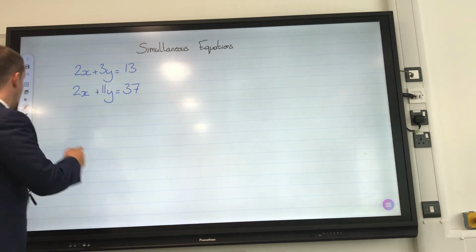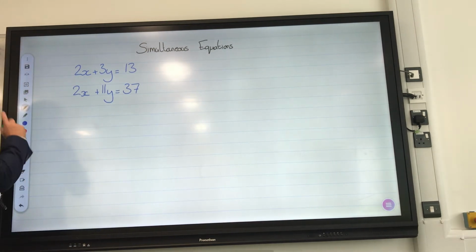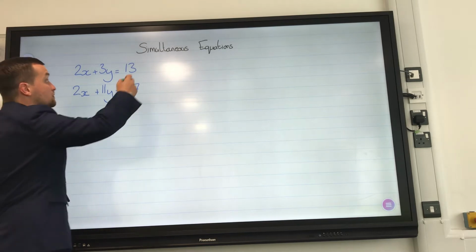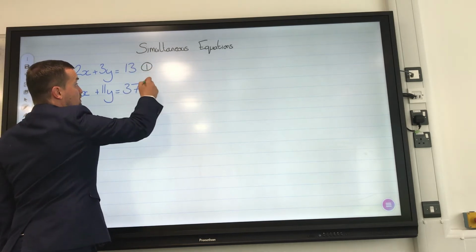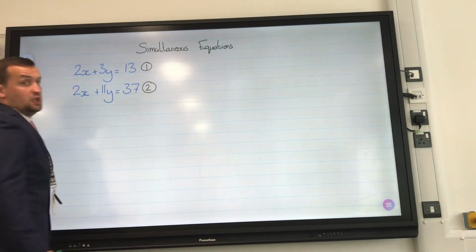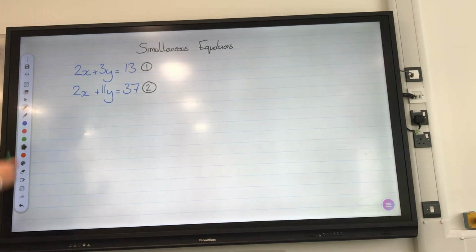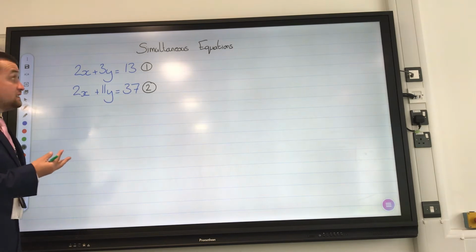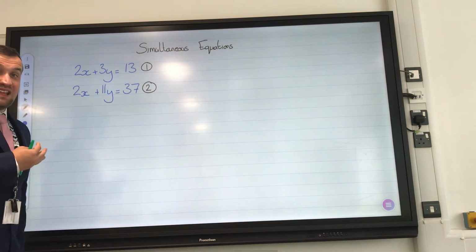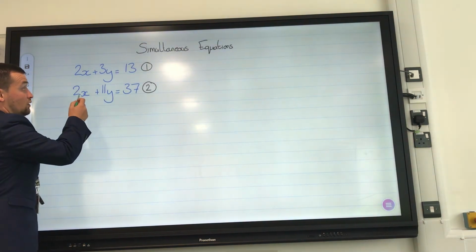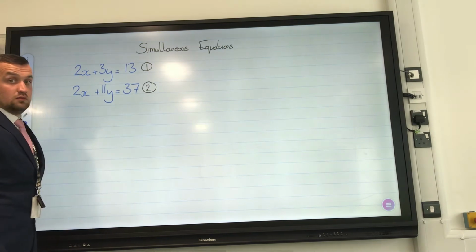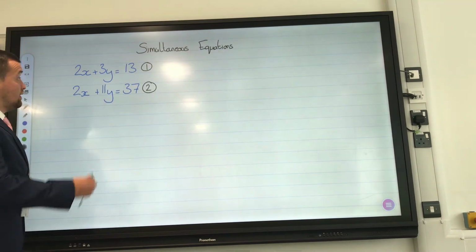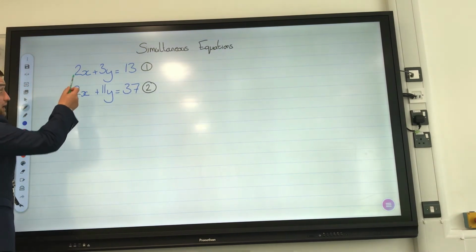Okay, step one for this, what we can do first, nice and simple, we're going to label them. We're going to label it 1 and 2. Always start off by doing that. Now the whole point of this, the whole way forward, is that we need to eliminate, we need to get rid of either our x value or our y value. In this case, we're going to be getting rid of our x's.